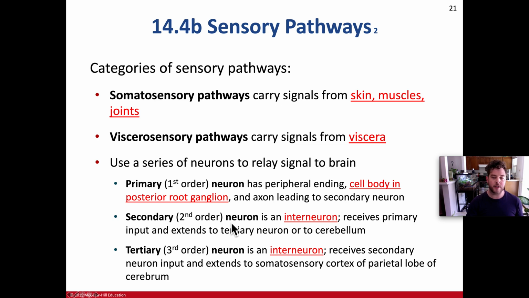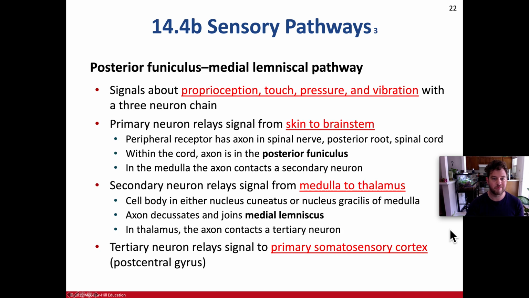Your secondary neuron is an interneuron. It receives that primary input and extends to a tertiary neuron or to the cerebellum, that bottom portion of the brain. The tertiary neuron is also an interneuron. It receives secondary neuron input and extends to the somatosensory cortex of the parietal lobe. Remember, these are sensory pathways, so they're ultimately going towards that somatosensory cortex in the parietal lobe, in the postcentral gyrus. Do you remember all that?